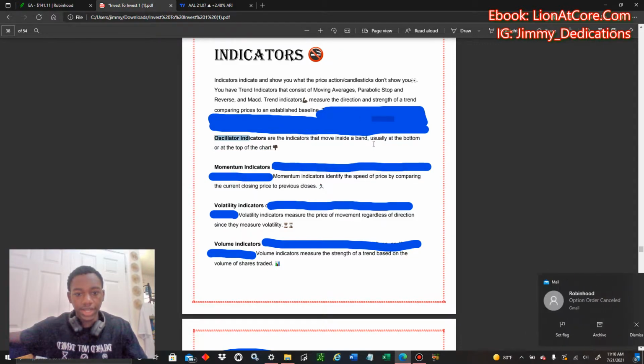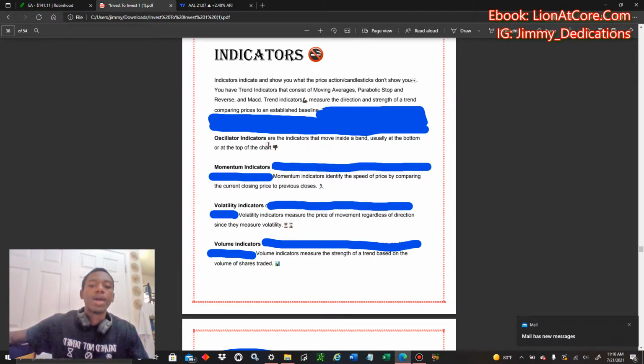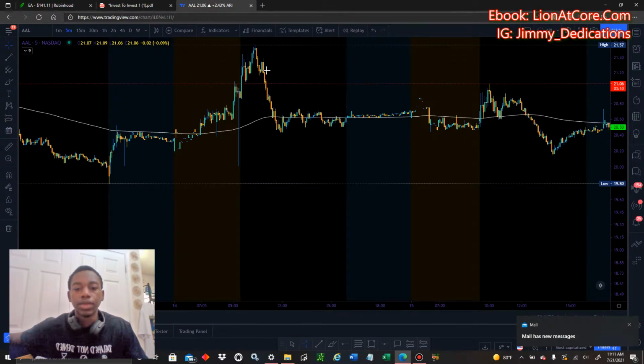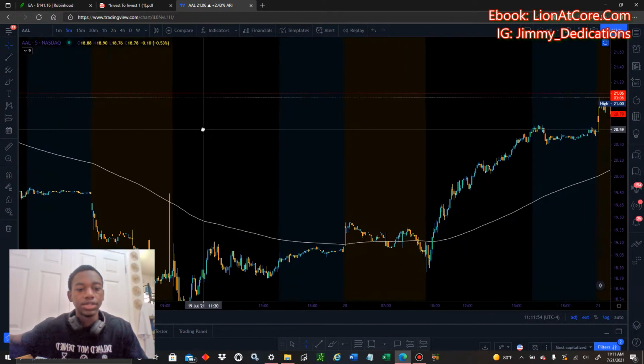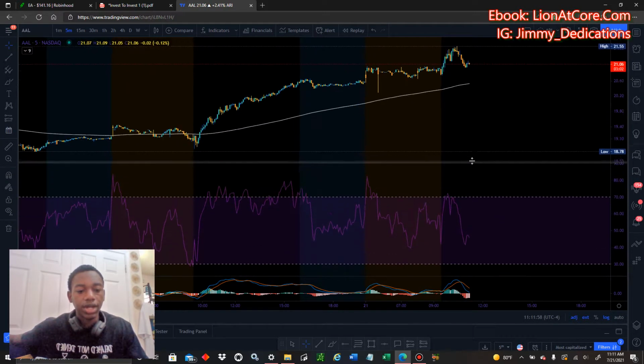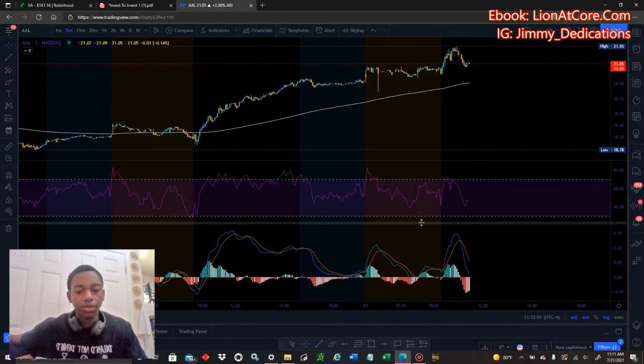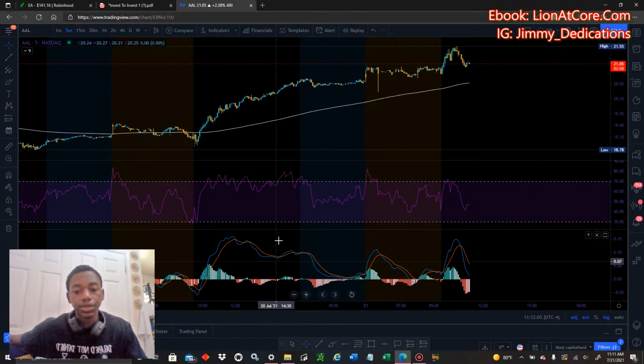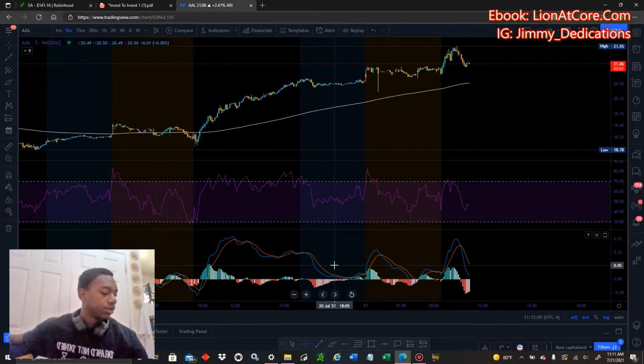Oscillator indicators are the indicators that move inside a band, usually at the bottom or at the top of the chart. So study the 200 EMA. That's your homework. This is more homework. The oscillators are the indicators at the bottom of the screen. So this is the RSI, overbought, oversold. This is the MACD, which shows the momentum and convergence and divergence.